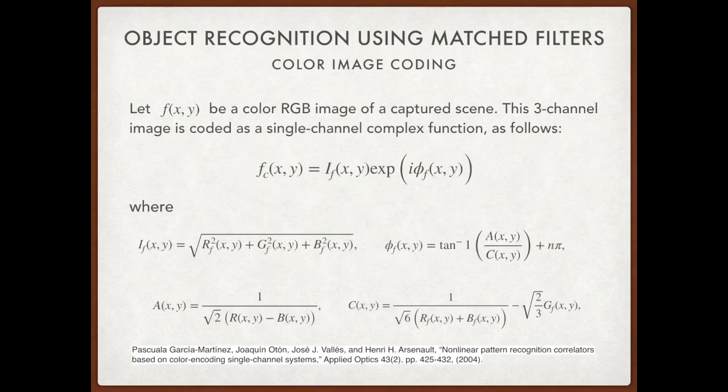So in this work, first we encode a color captured scene into a single channel complex function. In this case, we're going to present the input image coded in one single channel instead of processing 3 independent color channels.